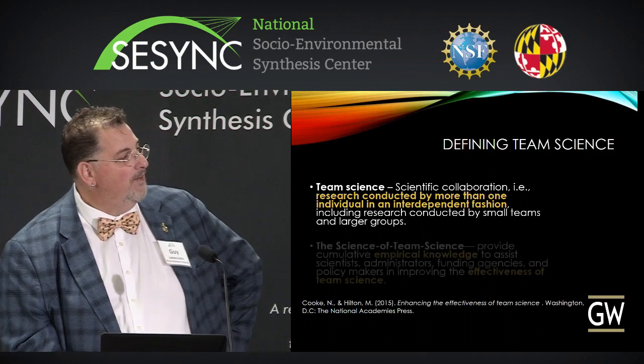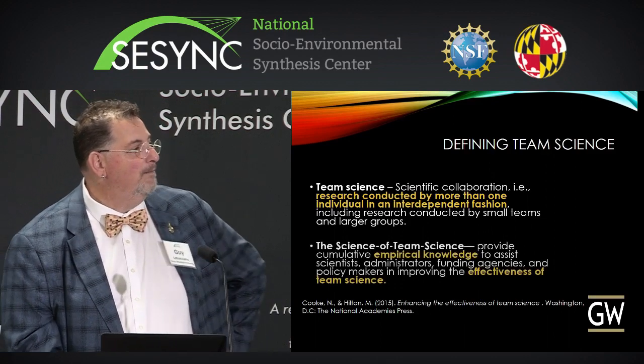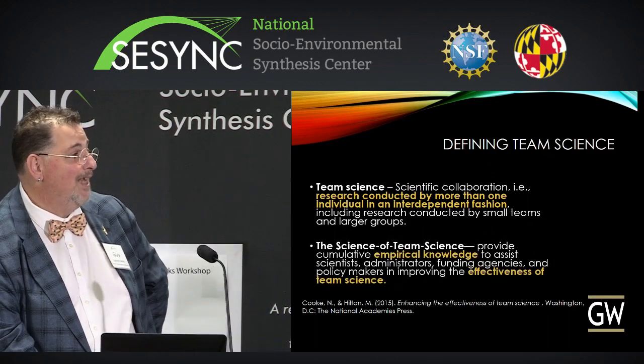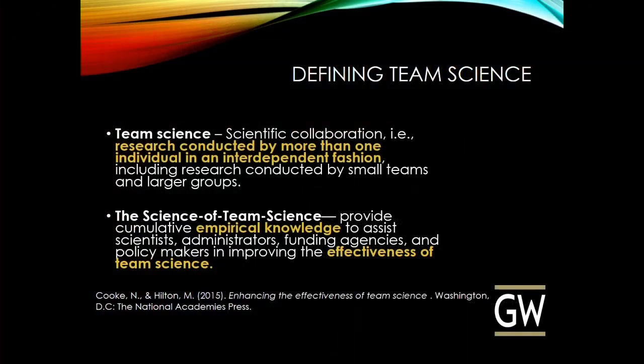So here are some definitions that I think are helpful. I mentioned them before. What is team science? It's research conducted by more than one individual in an interdependent fashion. That is not having a staff that works for you. That is being part of a team that is in a reciprocal relationship. The science of team science, as I explained, is the study of teams, the empirical study of teams.